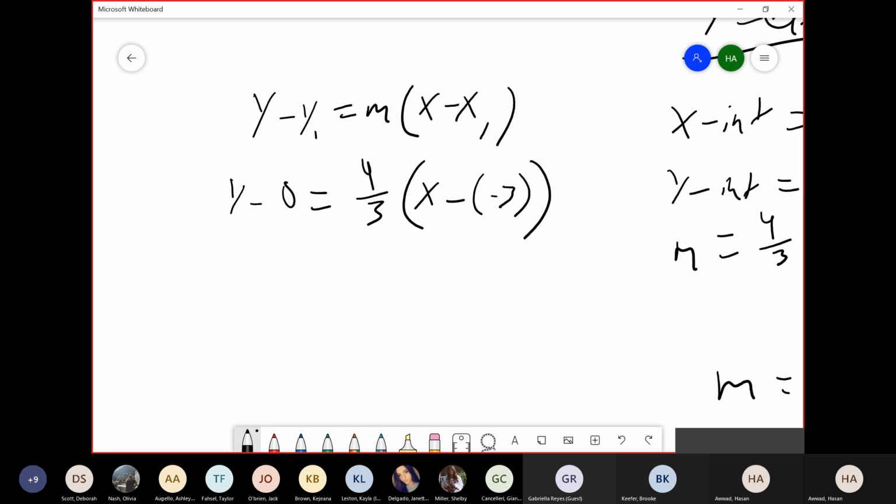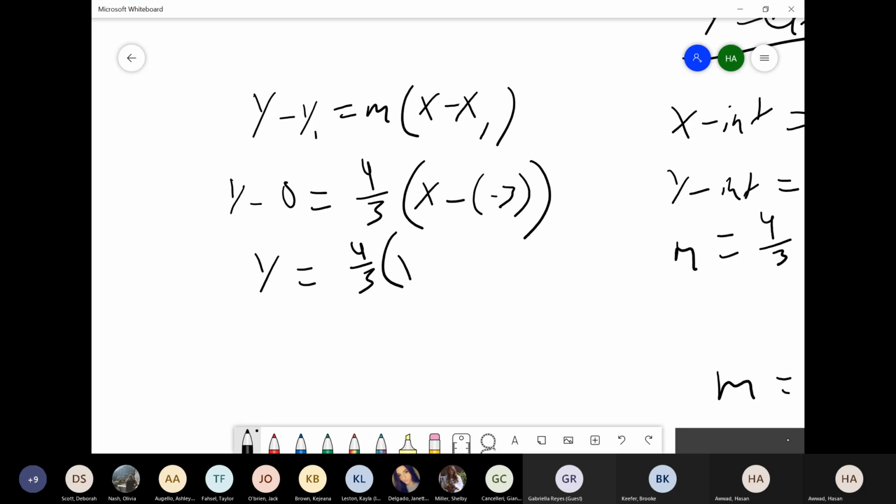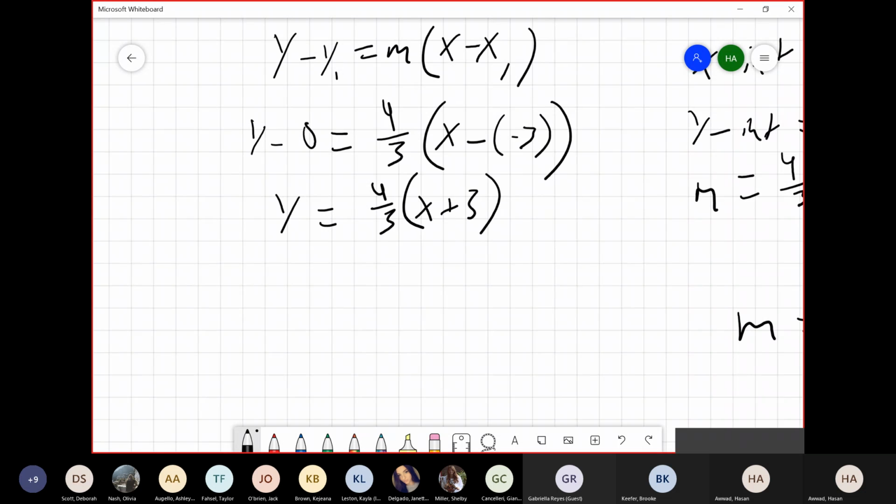And let's clean this up a little bit. So y minus 0 is just y. Great, we're already solved for y. Then we have 4/3 x plus 3. And as you can see, when we do all this out, I think it's becoming more and more clear that this is going to work.